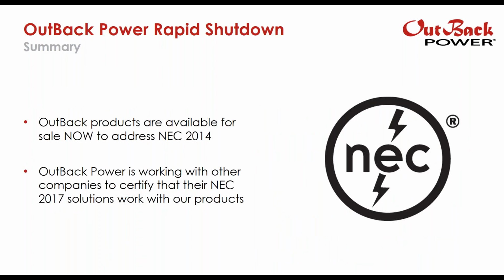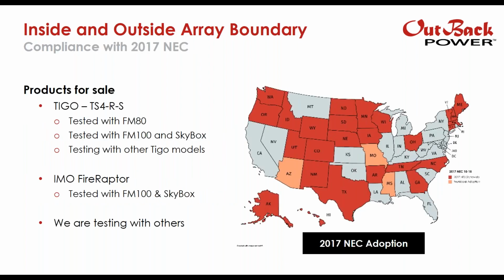All right. So what is OutBack doing about this? We have products available now that address NEC 2014 and NEC 2017, and we are continuing to work with other companies to check if their solutions work with our products, and we'll talk more about that later. With NEC 2017 rapid shutdown, like we talked about, there are inside and outside array requirements. Module level devices are available now that have been tested with OutBack products, including products from Tigo and IMO.